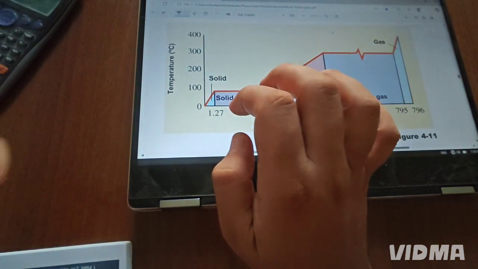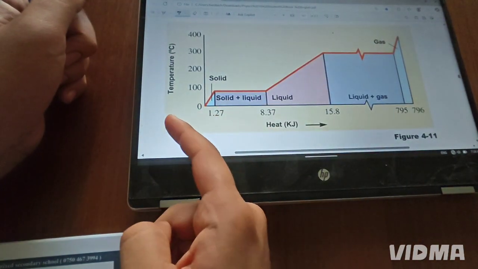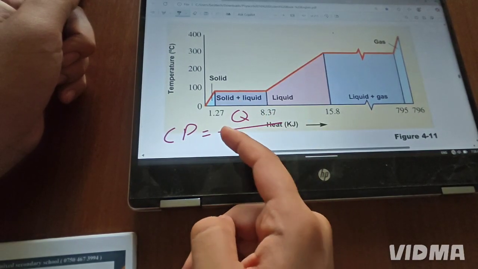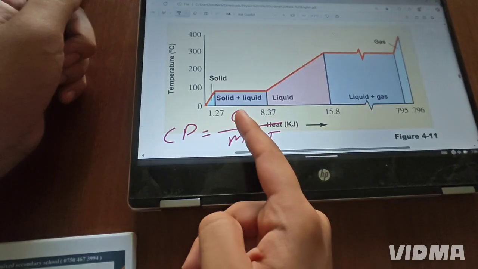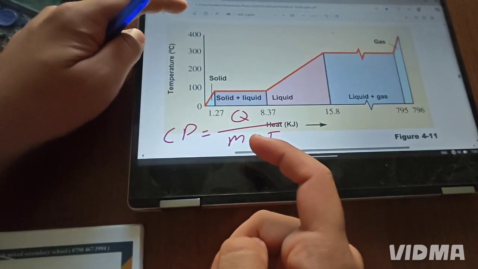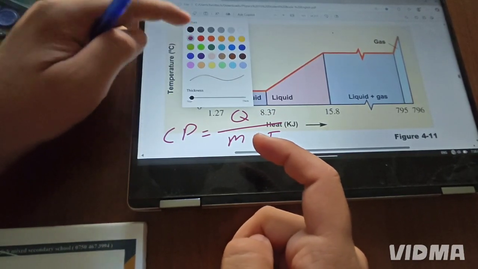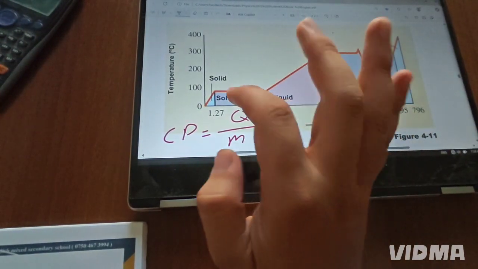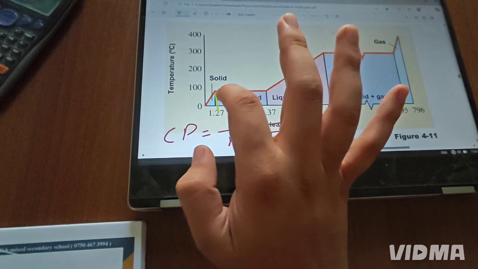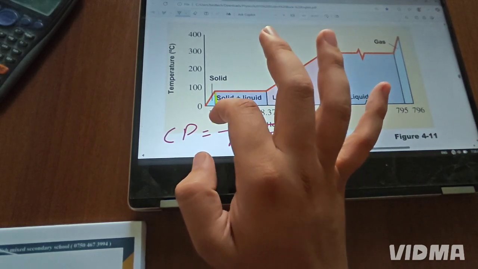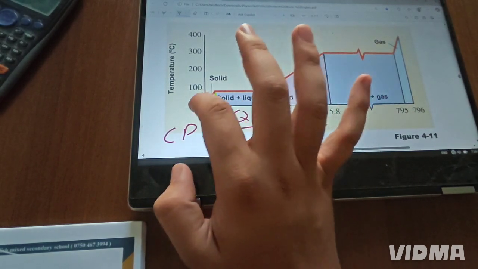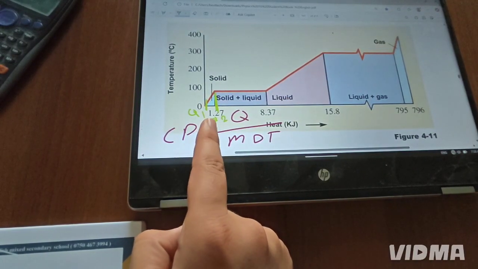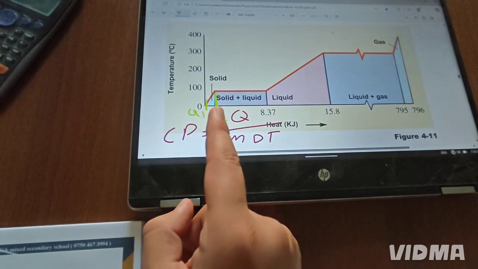How can we find the specific capacity of the solid? What was the rule? Cp is equal to Q over M delta T. So here again, we need the energy and the temperature. According to this graph, we have to identify the energy and delta T. This 0 is the first energy, and Q2, 1.27, becomes the second energy.